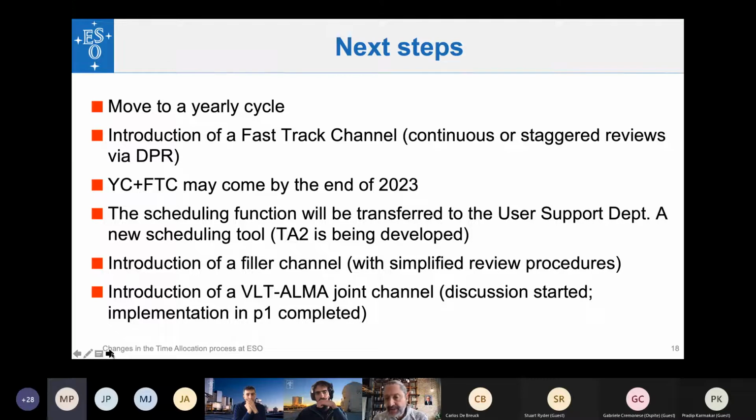We will introduce a filler channel with a simplified review process, meaning that if you have a proposal requesting poor conditions, and you think normally would have no chance to go through because maybe the science case is weak or not so appealing, well, we will have a new channel for those proposals, and those will go through a very light review.